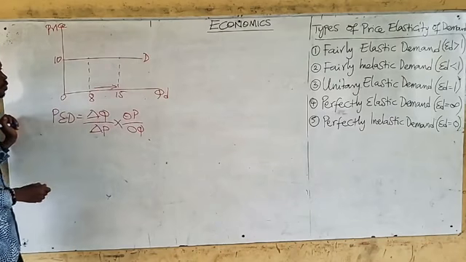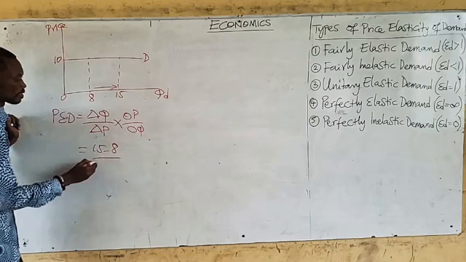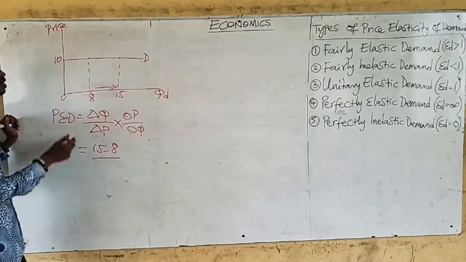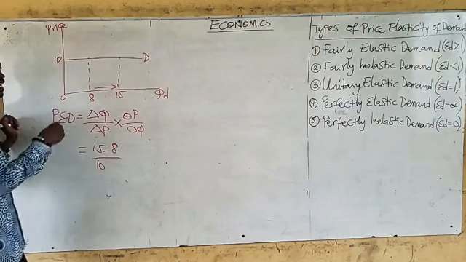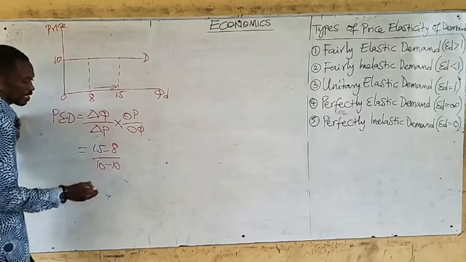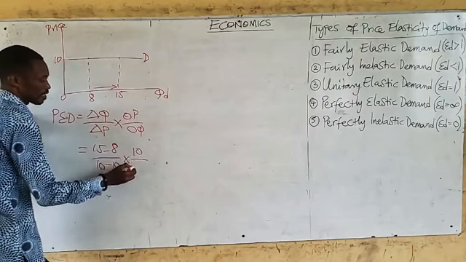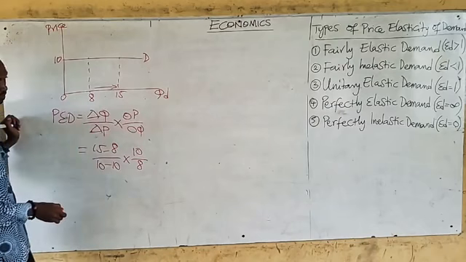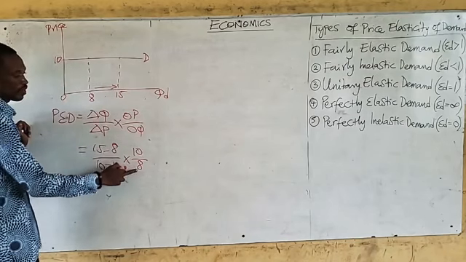Let's say the quantity moved that way. We are going to have 15 minus 8 divided by change in price. The change in price is 10, but it doesn't change. Price is not changing. So you will notice that it will be 10 minus 10, the same thing, times 10 divided by 8. Because this is the original price, this is the original quantity.